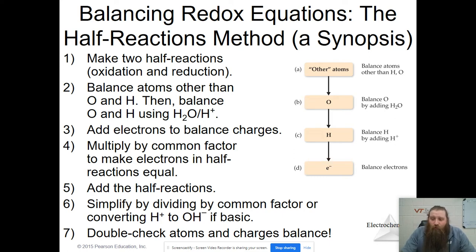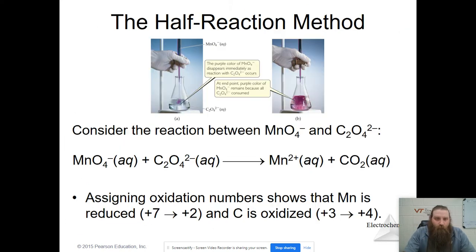The last thing you always want to do is count your atoms. Make sure that you've actually balanced it. Let's do one of those. So this is a reaction between permanganate, which is the MnO4 minus species there, and oxalate, which is the C2O4 minus species. So when we react those 2 things together, this is what we get. We get manganese 2 plus and we get carbon dioxide.